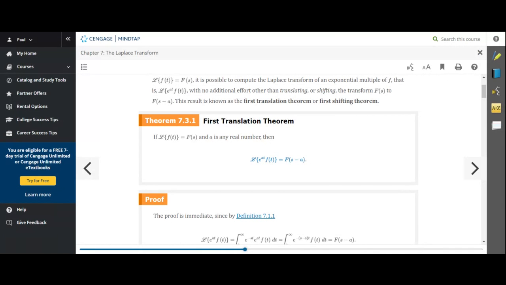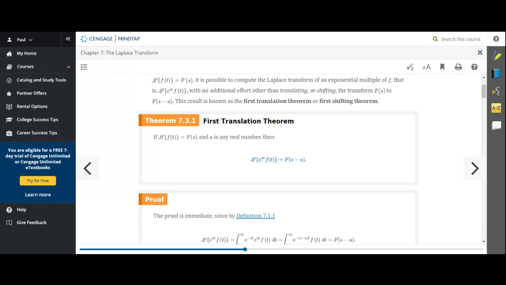So we've been talking about Laplace transforms in chapter 7, and we've learned some rules for Laplace transforms. We learned how to take the Laplace transform of a derivative and a second derivative and so forth. And once we have rules for Laplace transforms, we can also find inverse Laplace transforms.